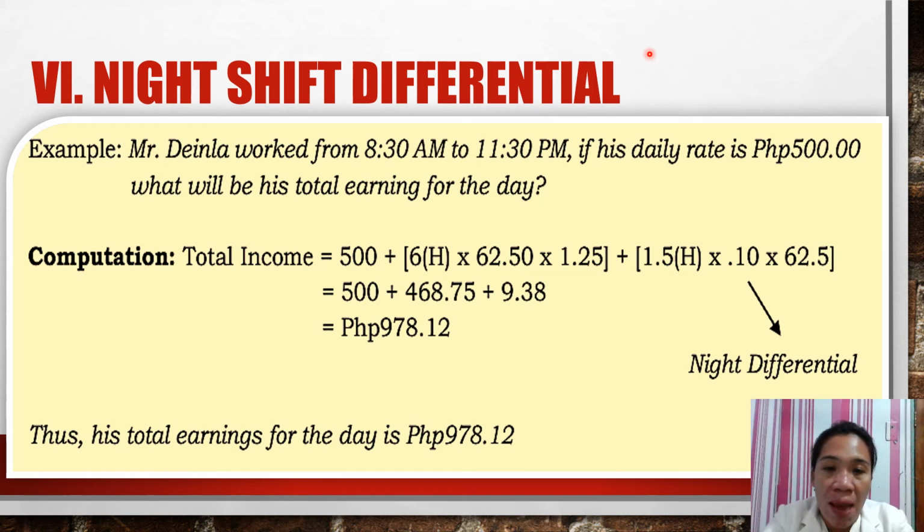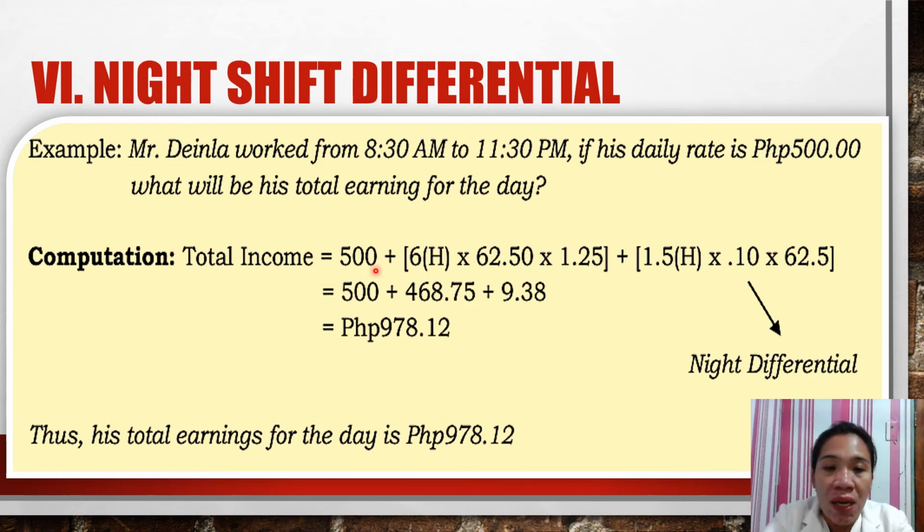From 10 p.m. to 11:30 p.m., that is 1 hour and a half, which will have an additional 10% as the night shift differential. And since that is already an overtime pay, it is still multiplied by 62.5. That is how to compute the night shift differential with overtime.